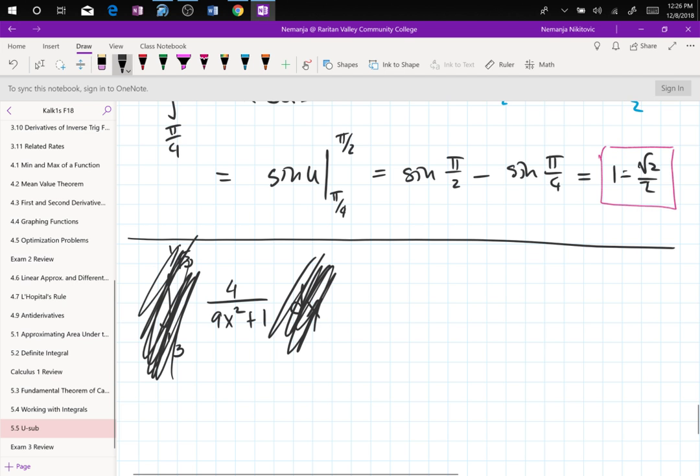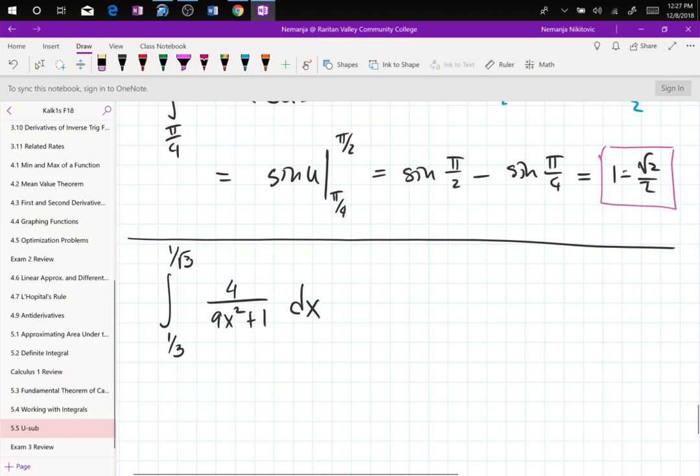Is it an inverse trigonometric function? Inverse trig, yeah. Which one? The one that you absolutely must know. Tangent? Yes. This is inverse tangent.